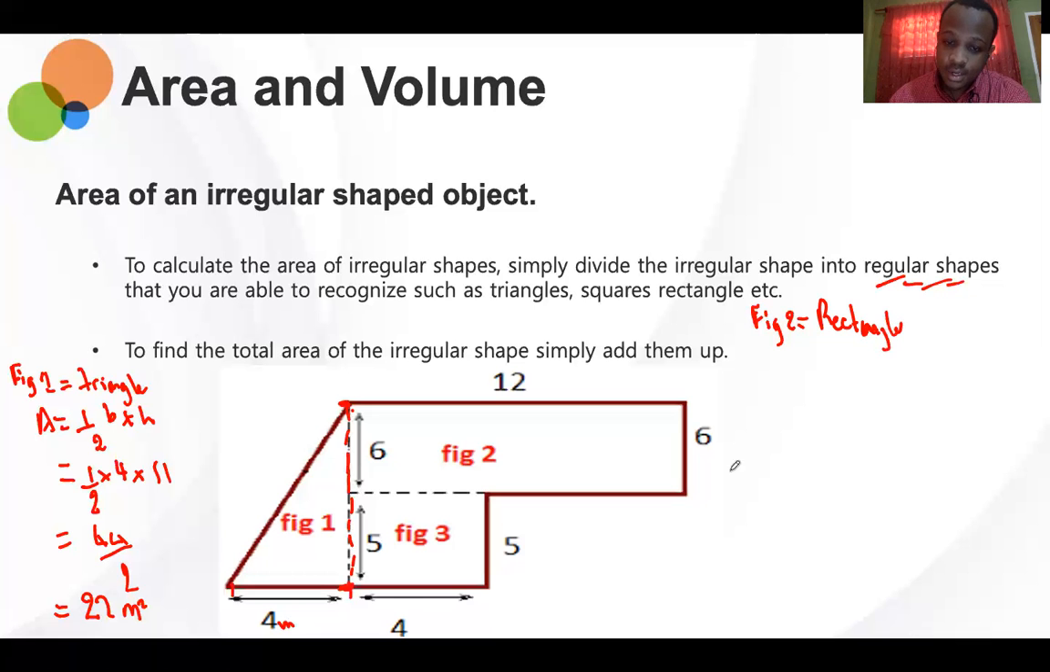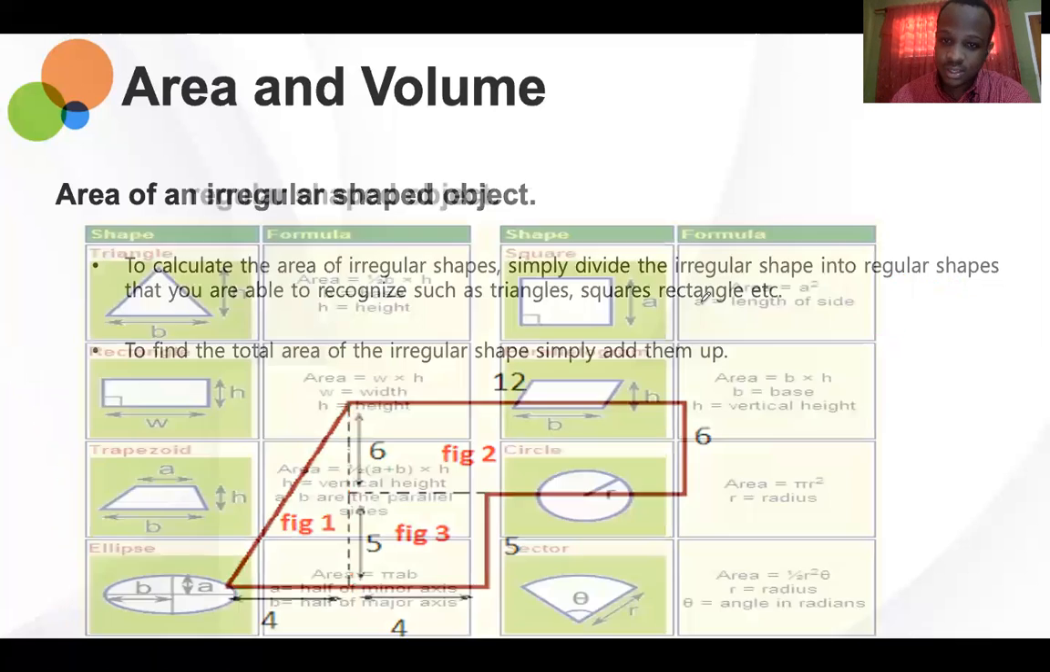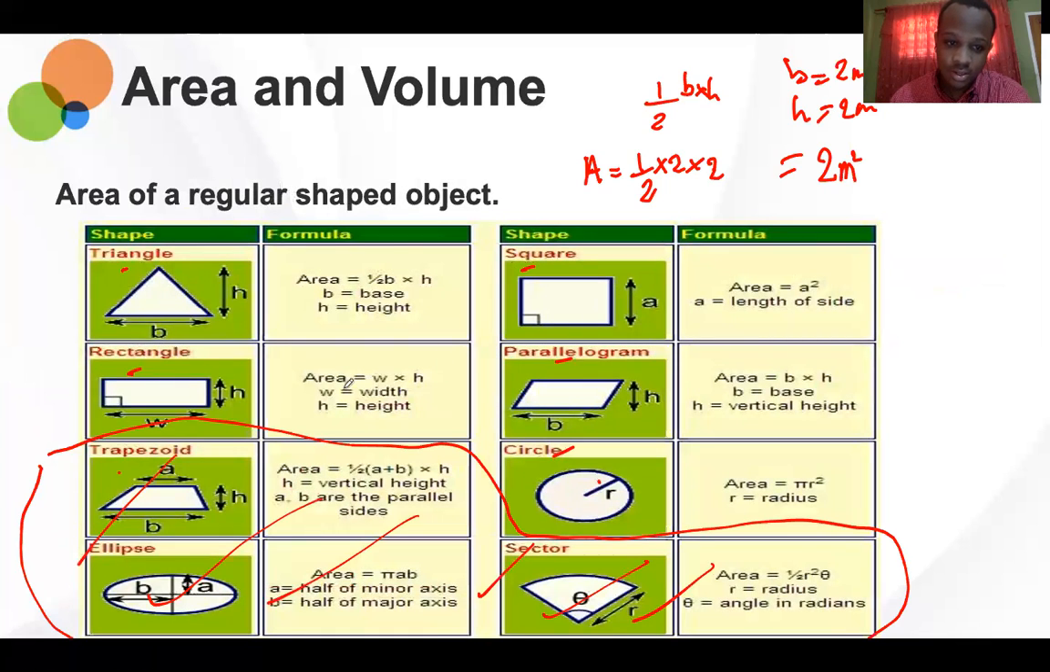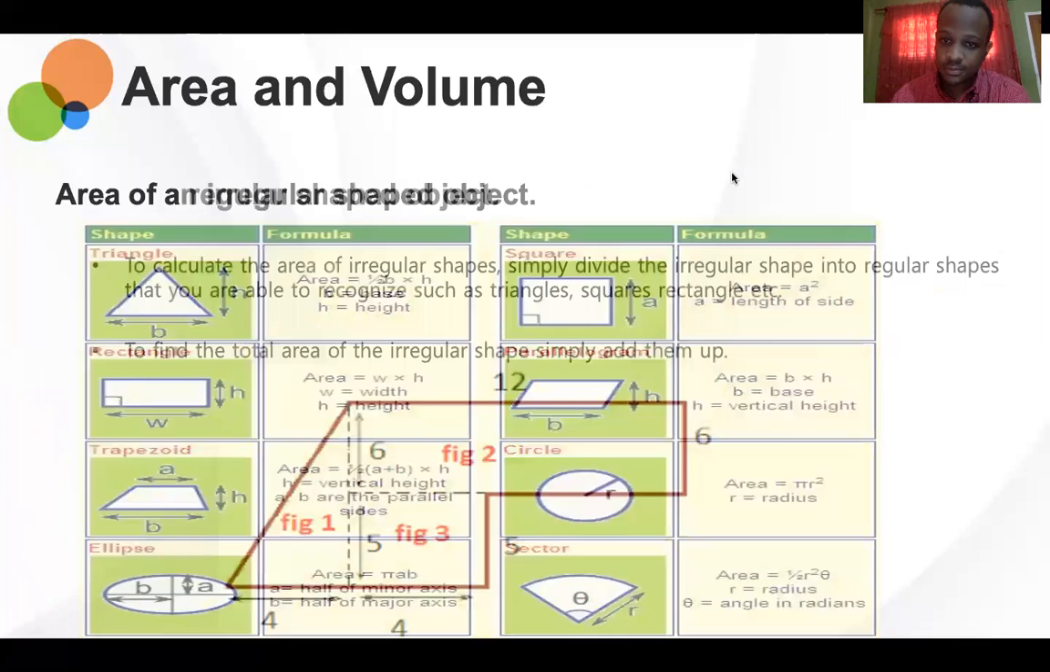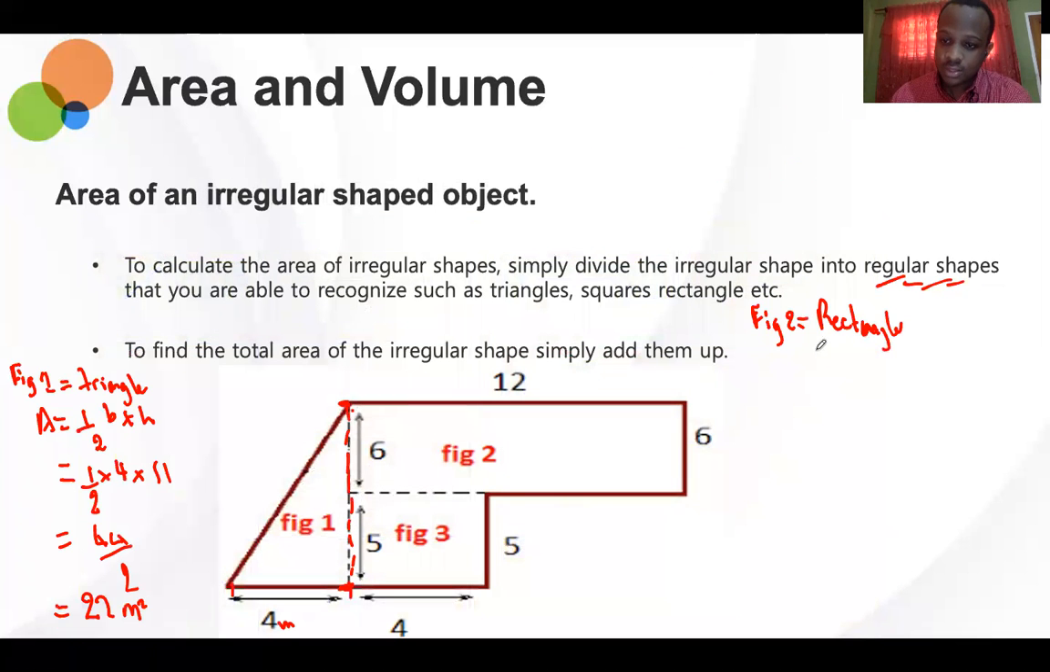So, what is the formula for the area of a rectangle again? Width times height. Right. So let's go back now. We have width times height, right? So what is our width?